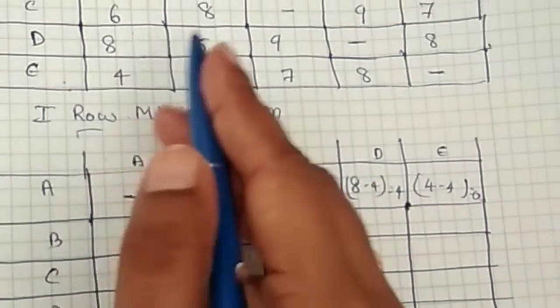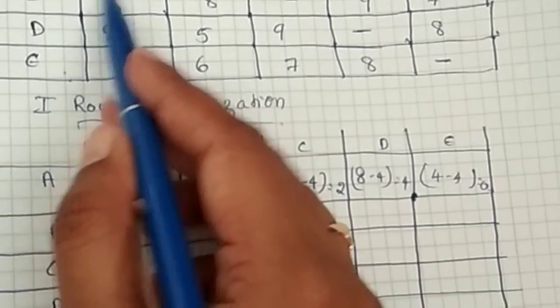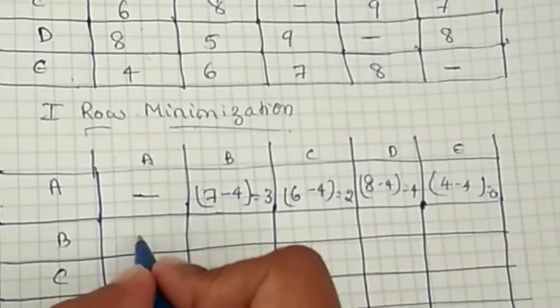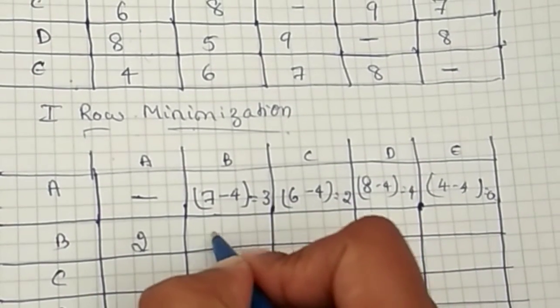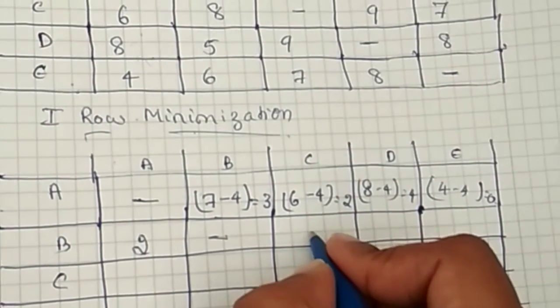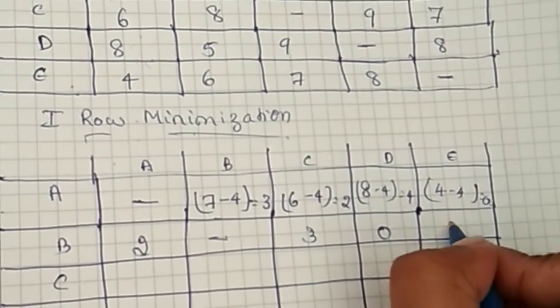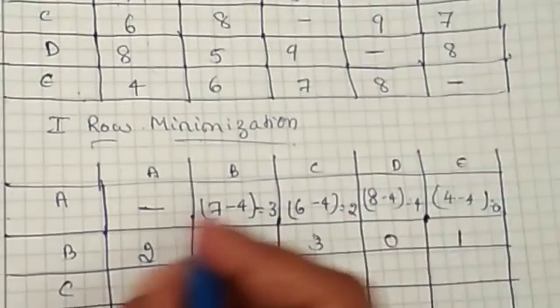Similarly, in the second row B, the minimum value is 5. So 7 minus 5 is equal to 2. This is null. 8 minus 5 is 3. 5 minus 5 is 0. 6 minus 5 is 1.